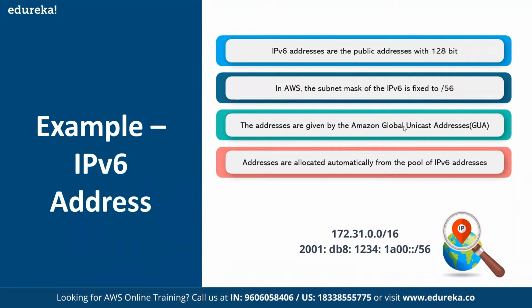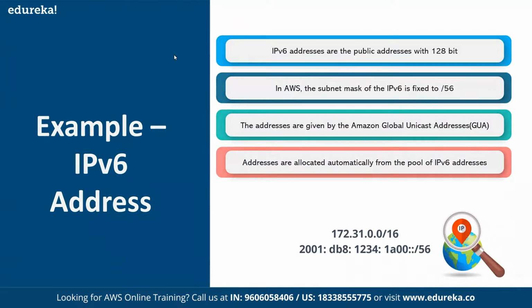The addresses are given by Amazon as Global Unicast Addresses, GUA. So they are picked up internally and assigned to my resources. Addresses are allocated automatically from the pool of IPv6 addresses. IPv6 addresses are not as flexible as IPv4. So my IPv4 address will look like this, 172.31.0.0. We know all of these, right? Most of us use these. But if you're using IPv6, then it looks like this. This is the IPv6 address. It is not very user-friendly, maybe because we are not using it that much as of now.